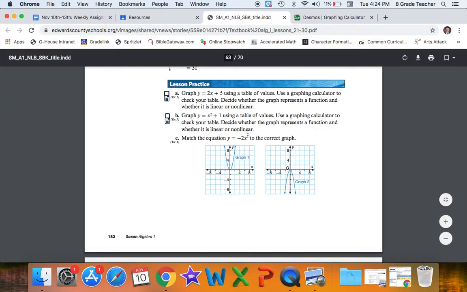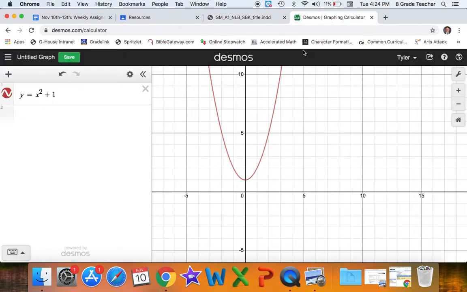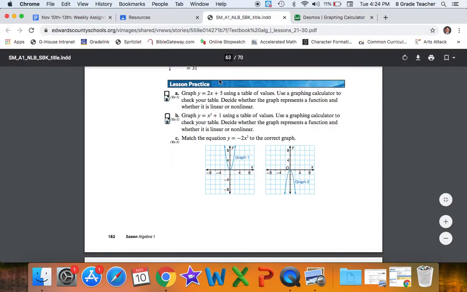Does this graph represent a function? Yes, because it passes the vertical line test, but it's not a linear function because it has this curved shape to it. The previous example in letter A was just that straight line, so that was a linear function.